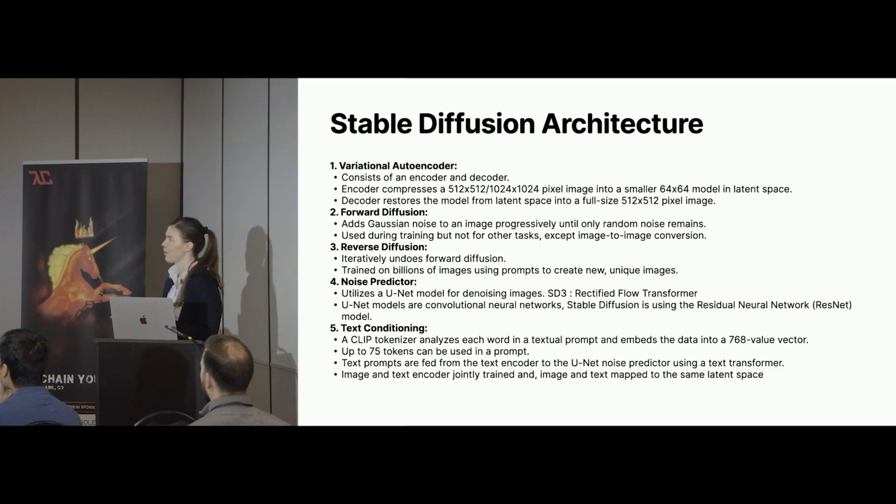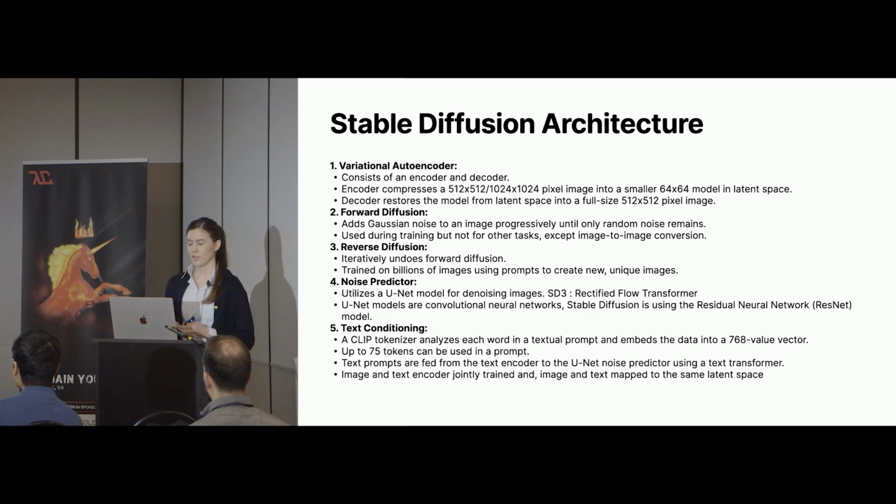During the forward and reverse diffusion process, we are actually training a noise predictor, which is the UNet model in Stable Diffusion 1.5 and Stable Diffusion XL. But the newest model, Stable Diffusion 3, uses a rectified flow transformer. This model is not yet available to fine-tune.